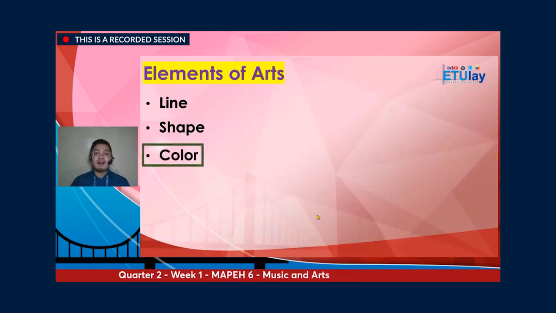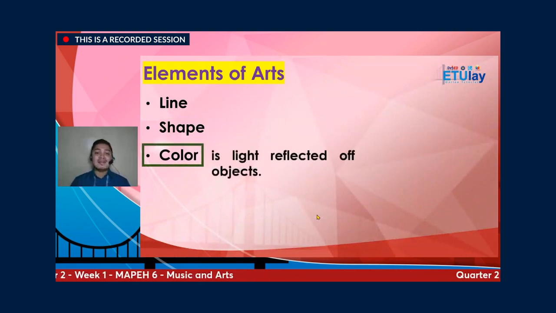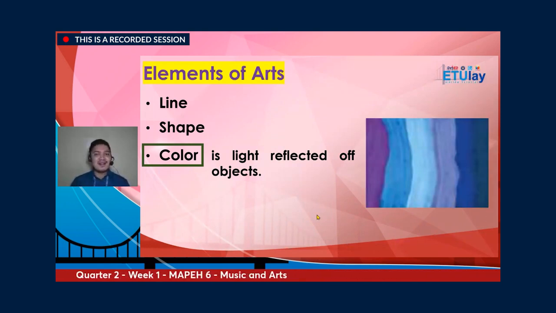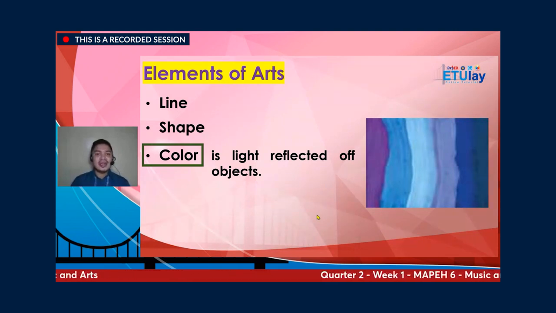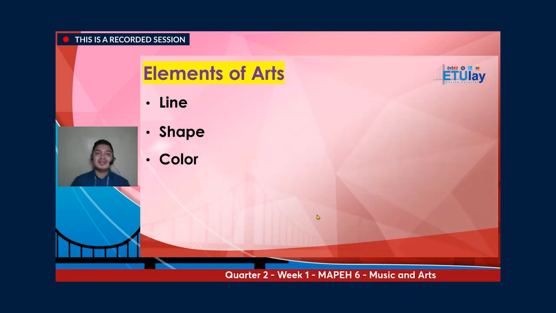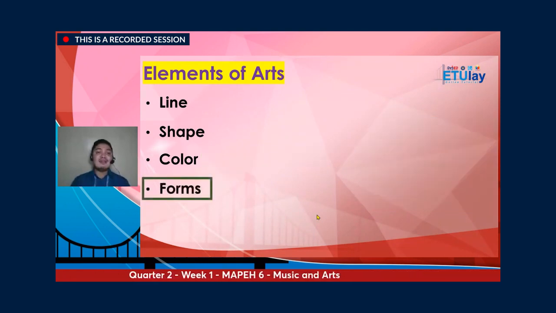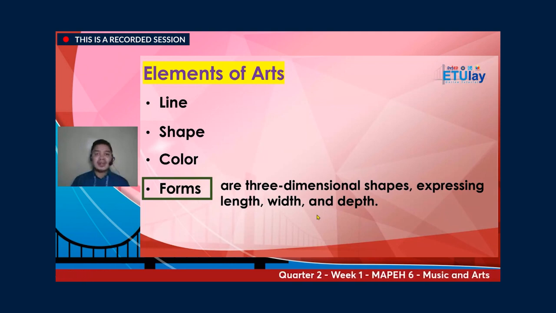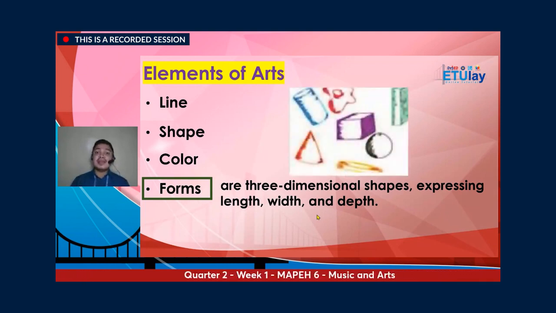Next, we have color. Color is light reflected off objects. And this is the example of painting that has colors. The example of colors are red, yellow, orange, green, and many more. Next is forms. Forms are three-dimensional shapes expressing length, width, and depth. And this is the example of painting that has forms.